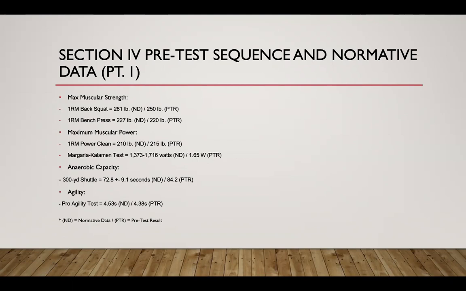And then the Margaria-Kalamen test, it's pretty up there in the 1.65 watt range, so that's not too bad. And for anaerobic capacity, the 300-yard shuttle, he's kind of slow, 10 seconds over average. I know it's plus or minus 9.1, but even with that, I mean, it's around average. For agility, the pro agility test, he did pretty well on that, 4.38 seconds. Average is 4.53, so faster than the average.